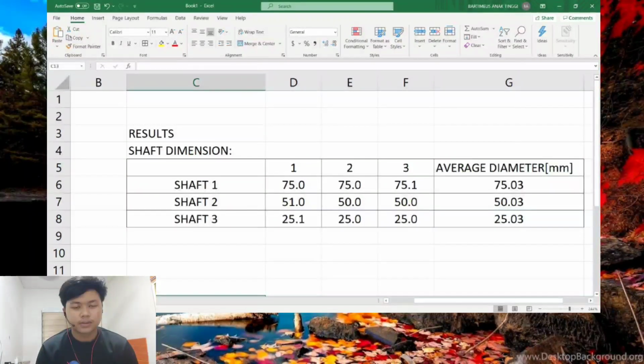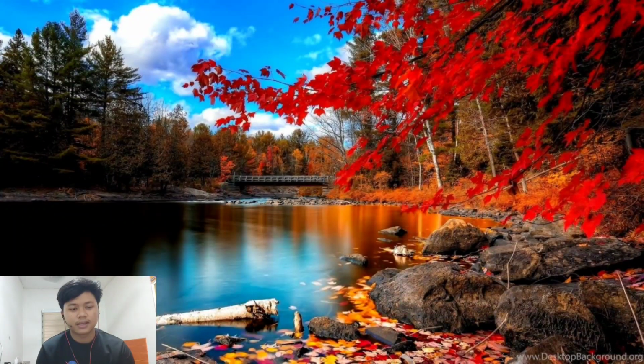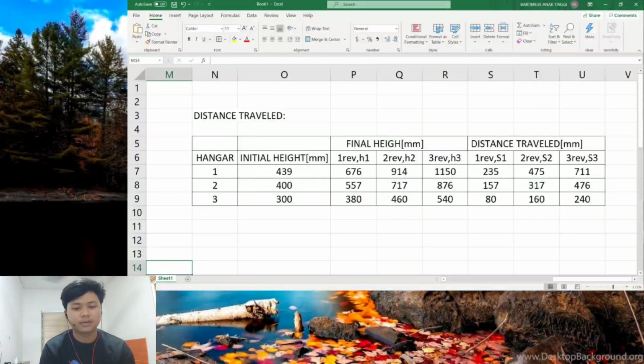Hello, so now we go to the result of this experiment. For the table of shaft dimension, as you can see in the table that I have made, the average diameter for shaft 1 is 75.03 millimeter, for shaft 2 is 50.03 millimeter, and for shaft 3 is 25.03 millimeter.